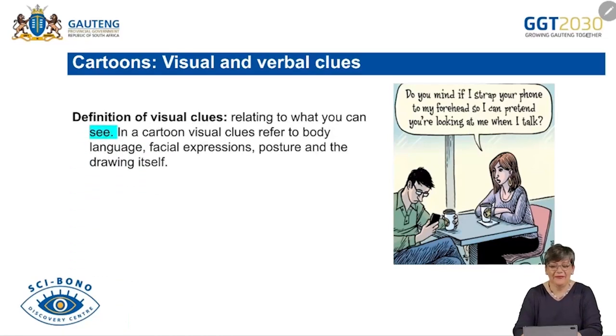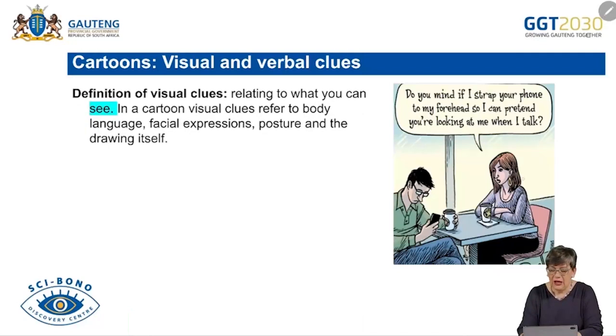There we go. Now, visual clues is what you can see. Now, in this case, what do we see? Look at the lady here. She is obviously, her hands are folded. She is looking straight at the gentleman. Can you see there? She's looking at him, but he is looking down. Those are the visual clues that you are seeing.